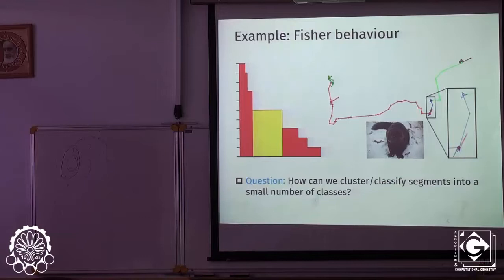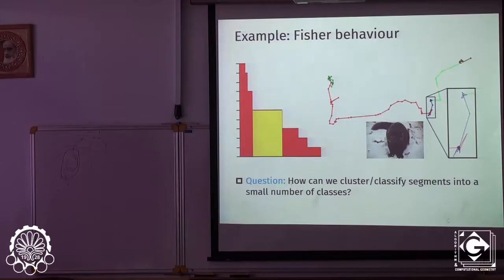So you can imagine, in terms of behaviors, you might have a behavior where somebody is resting, or just moving in a very confined area. So then you have a lot of data points which are on one spot and just kind of moving around there. Then you might have settings where somebody actually wants to travel somewhere, like here on the screen.